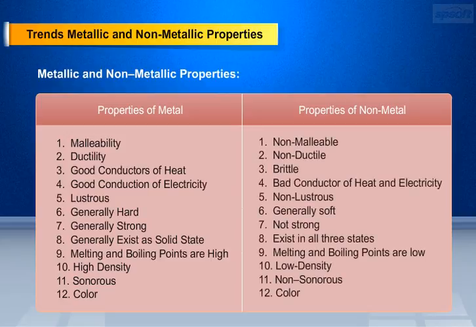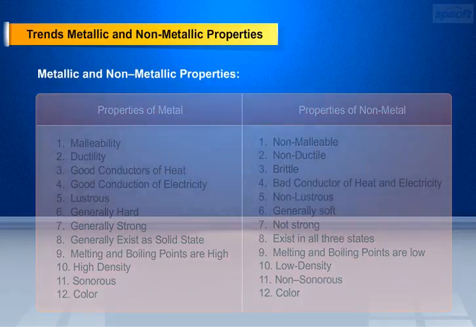Properties of non-metals are: non-malleable, non-ductile, brittle, bad conductors of heat and electricity, non-lustrous, generally soft, not strong, exist in all three states, low melting and boiling points, low density, non-sonorous, and color.